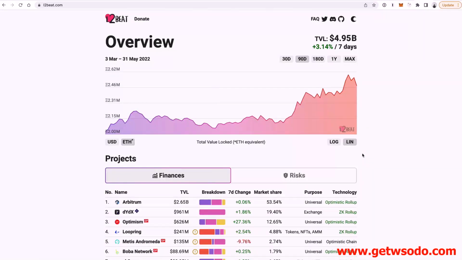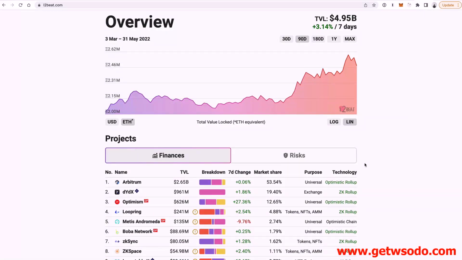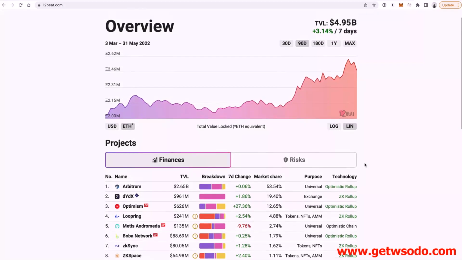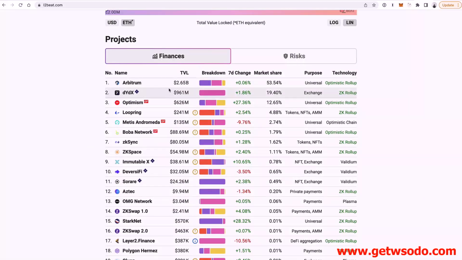But if you want to get a bigger overview of all the layer 2 scaling solutions out there, which ones are gaining traction that you might keep your eye on, or just use this as a further research tool, definitely check out l2beat.com. You can see a list of all the scaling solutions here, what their TVL is, that's total value locked on the network. You can see the type of layer 2 scaling solution. So this is an optimistic rollup, this is a ZK rollup, optimistic rollup, ZK rollup. And then you can see what their purpose is. So Universal is a general purpose layer 2.